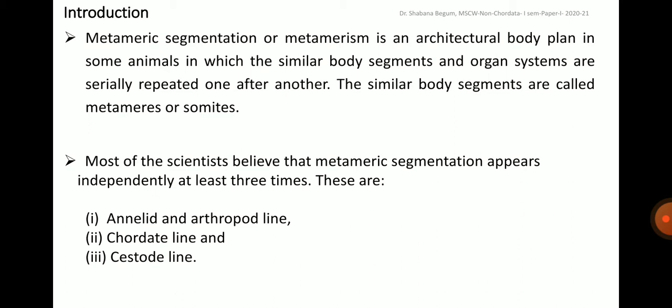Most of the scientists believe that the metameric segmentation appears independently at least 3 times during the period of evolution. These are the annelid and arthropod line, and in case of annelids, it evolved as an adaptation for burrowing. The chordate line, and in chordates, it evolved as an adaptation for free swimming movements or undulating movements. And also it evolved in the cestode line, that is in case of tapeworm.